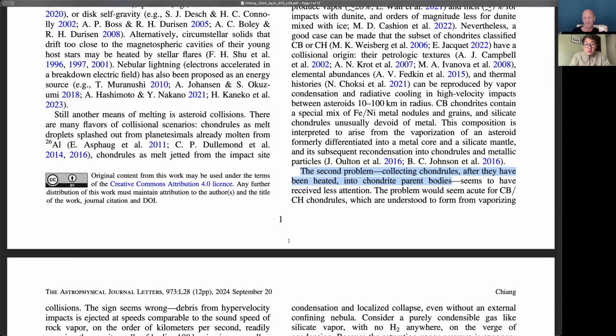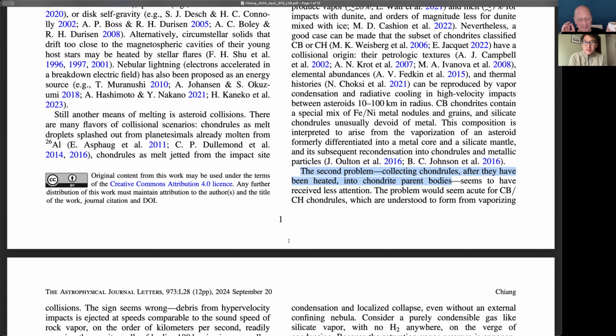I mean, you just have to collect these almost without loss. Not miss them. And this problem of collection is the one that I tried to address in this paper. In some sense, that's a harder problem than melting them. Well, I'm not sure. I think both are very hard problems.